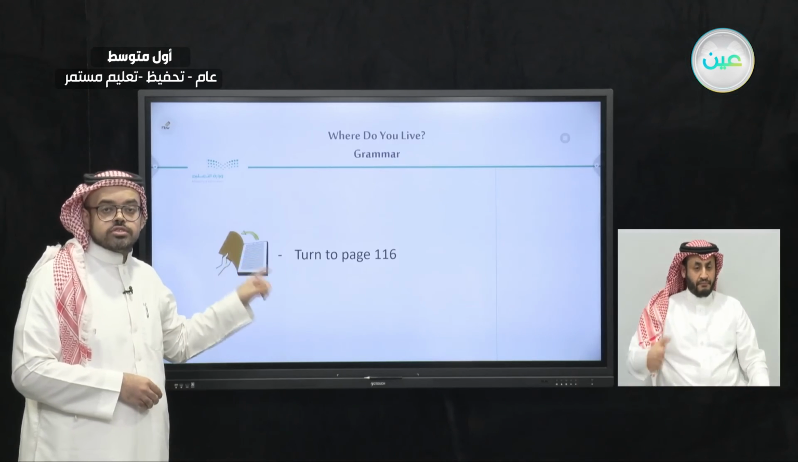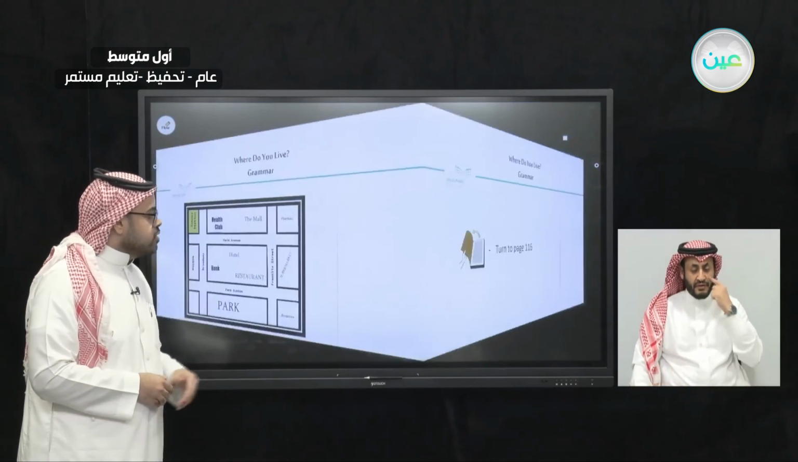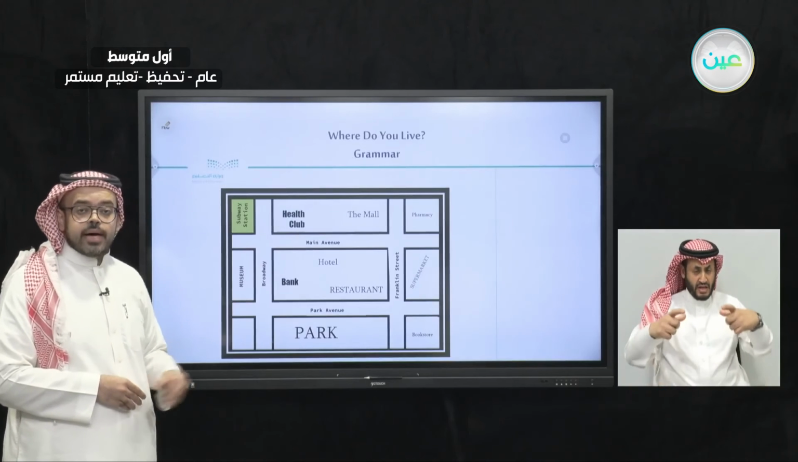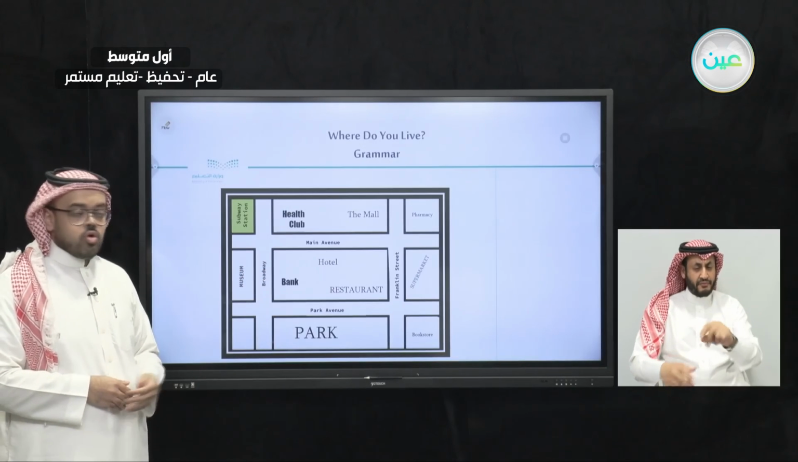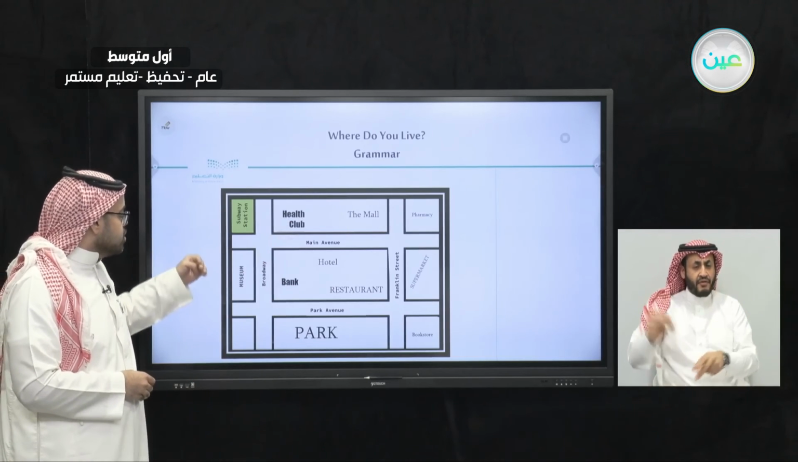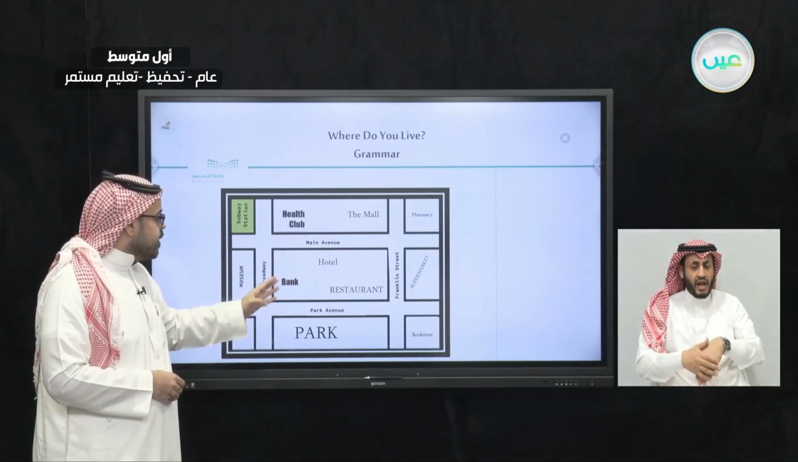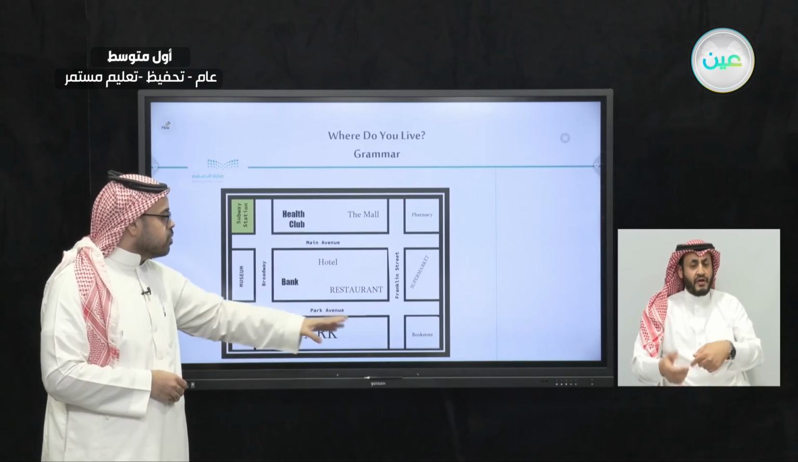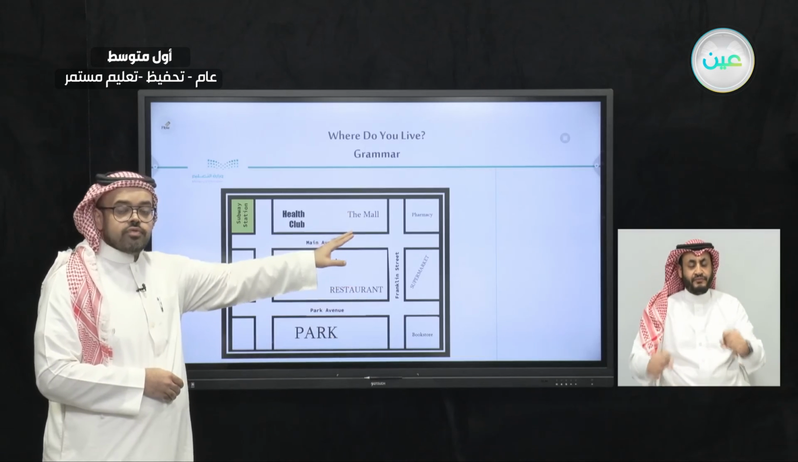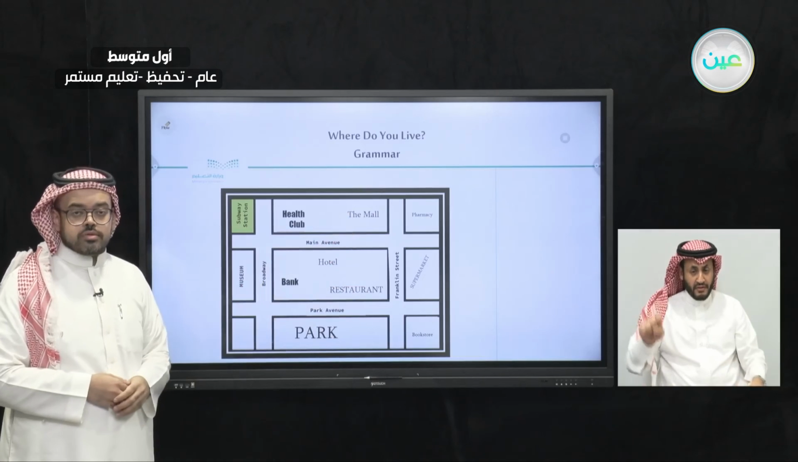Now, I want you to open your workbook and turn to page 116, as we will have a very interesting exercise in here. On page 116, you will see a map similar to this one, where we have different places. We have a subway station, a museum, a health club, the mall, a hotel, a bank, a restaurant, a park, a bookstore, a supermarket, and a pharmacy.